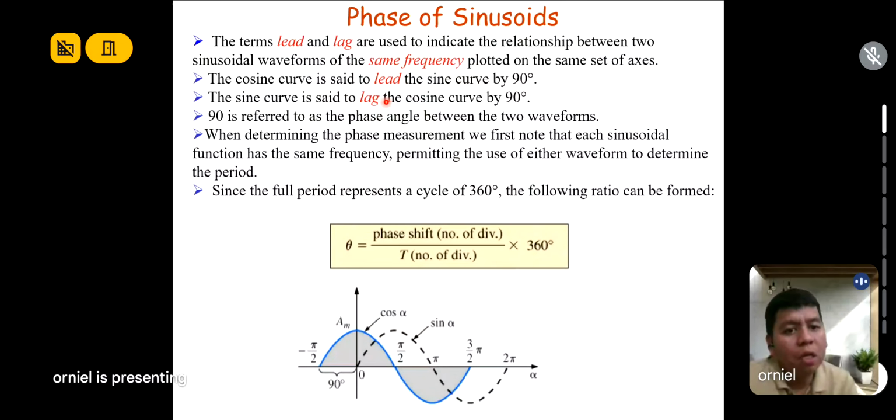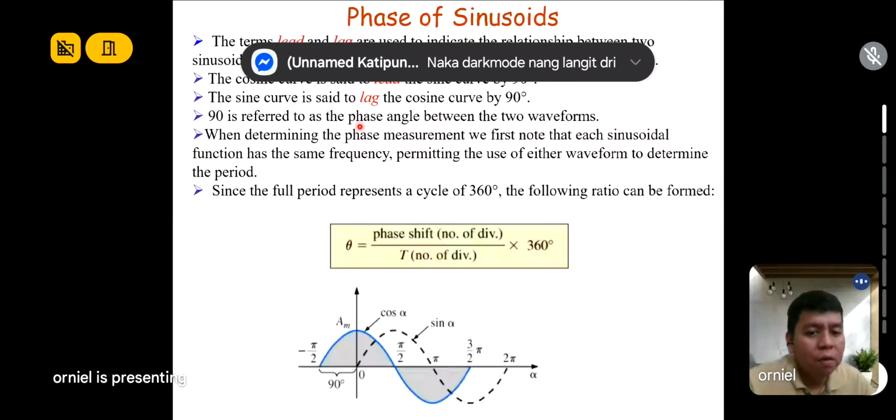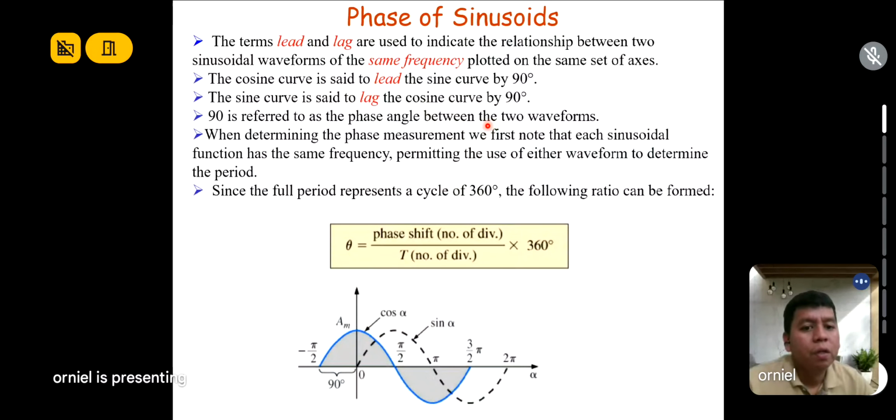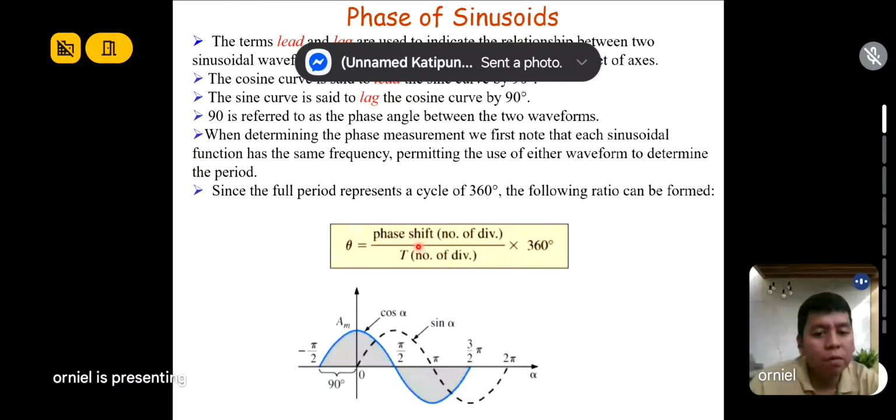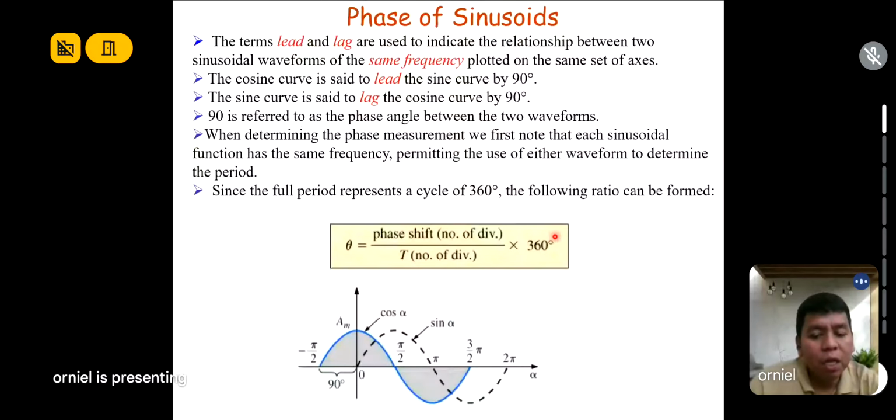But again, they are the same frequency. You cannot see the phase difference between the two otherwise. Okay? 90 is referred to as the phase angle between the two waveforms. So when determining the phase measurement, we first note that each sinusoidal function has the same frequency, permitting the use of either waveform to determine the period. So normally, by getting the phase difference between the two, you can have this equation: phase shift over the period times 360 degrees, where 360 degrees is equivalent to one cycle or one period.